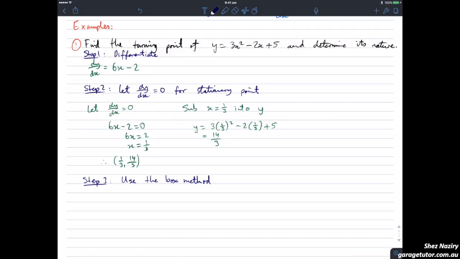Mohammed, that's recorded. Use the box method to determine... He didn't even realize he swore as well. Use the box method to determine the nature of the turning point. Yeah, you did. Of the turning point. No, he said the... I'm not going to say it. Yeah, that word.